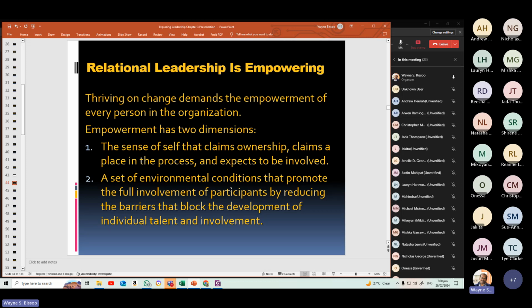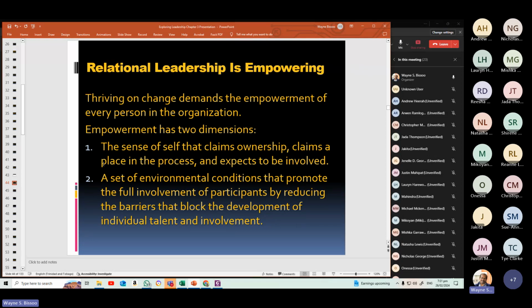So empowerment has two dimensions: the sense of self that claims ownership and claims a place in the process and expects to be involved. That means we want to create individuals, or we want to cultivate individuals in the organization who feel a sense of, this is my organization, I have a place in this, and I expect that I am going to be involved. That type of thinking from the individual.